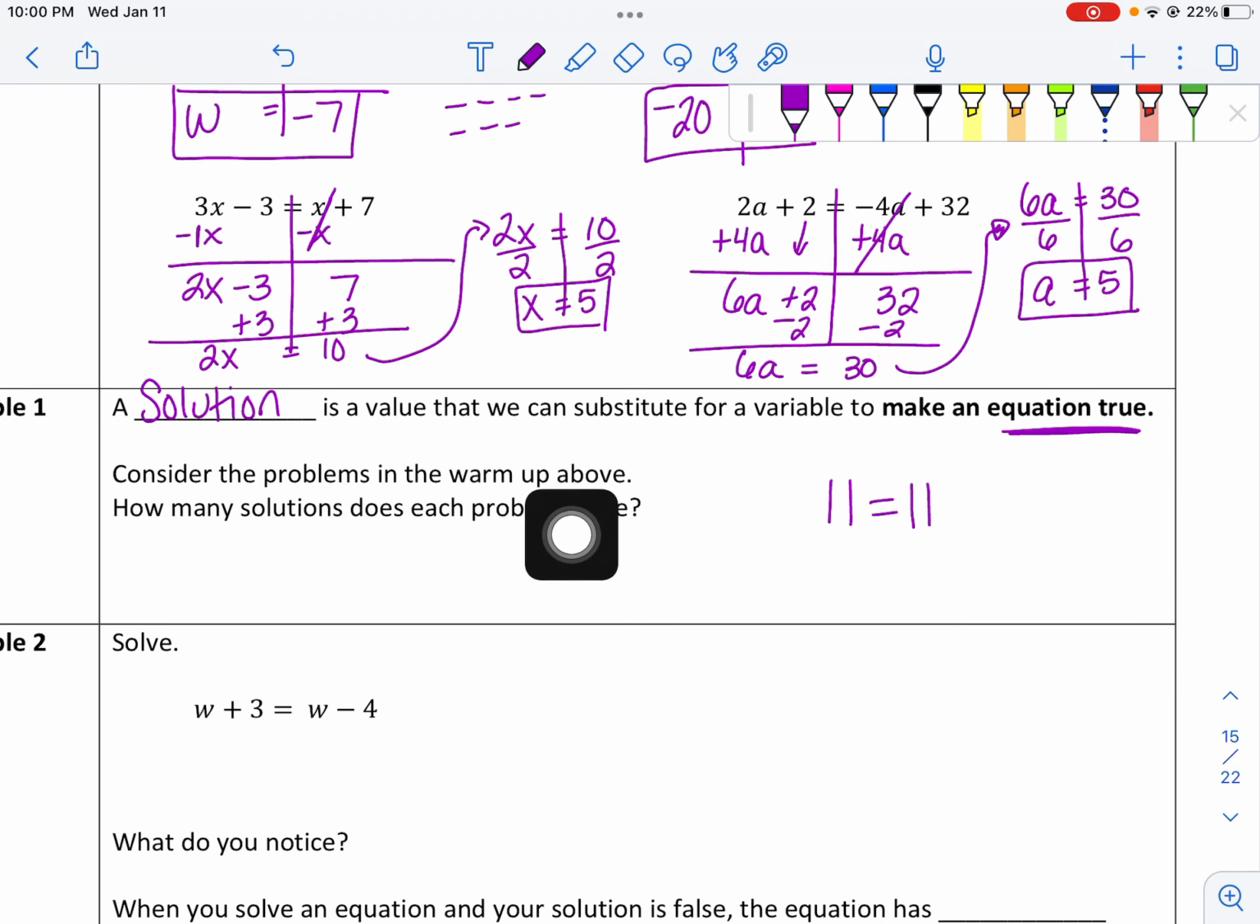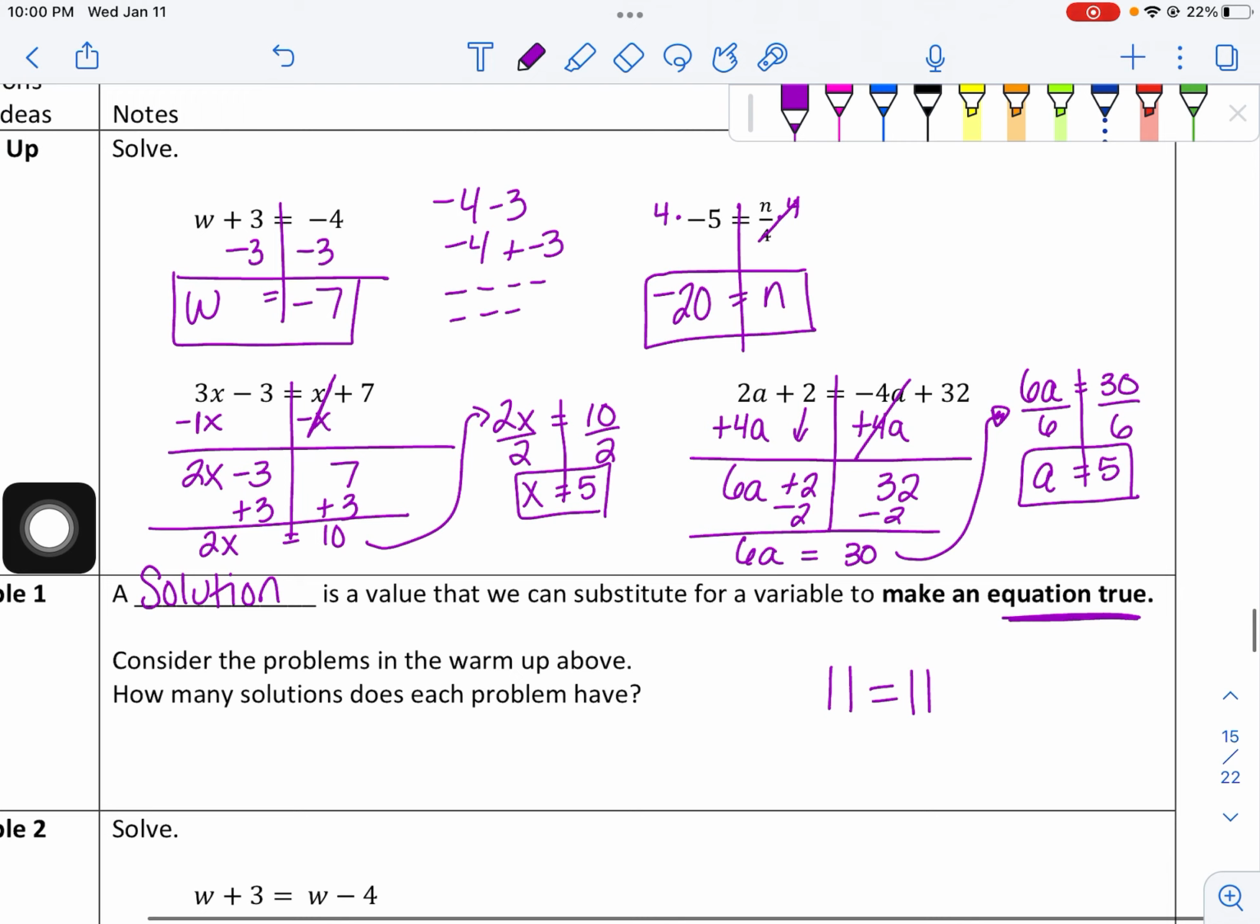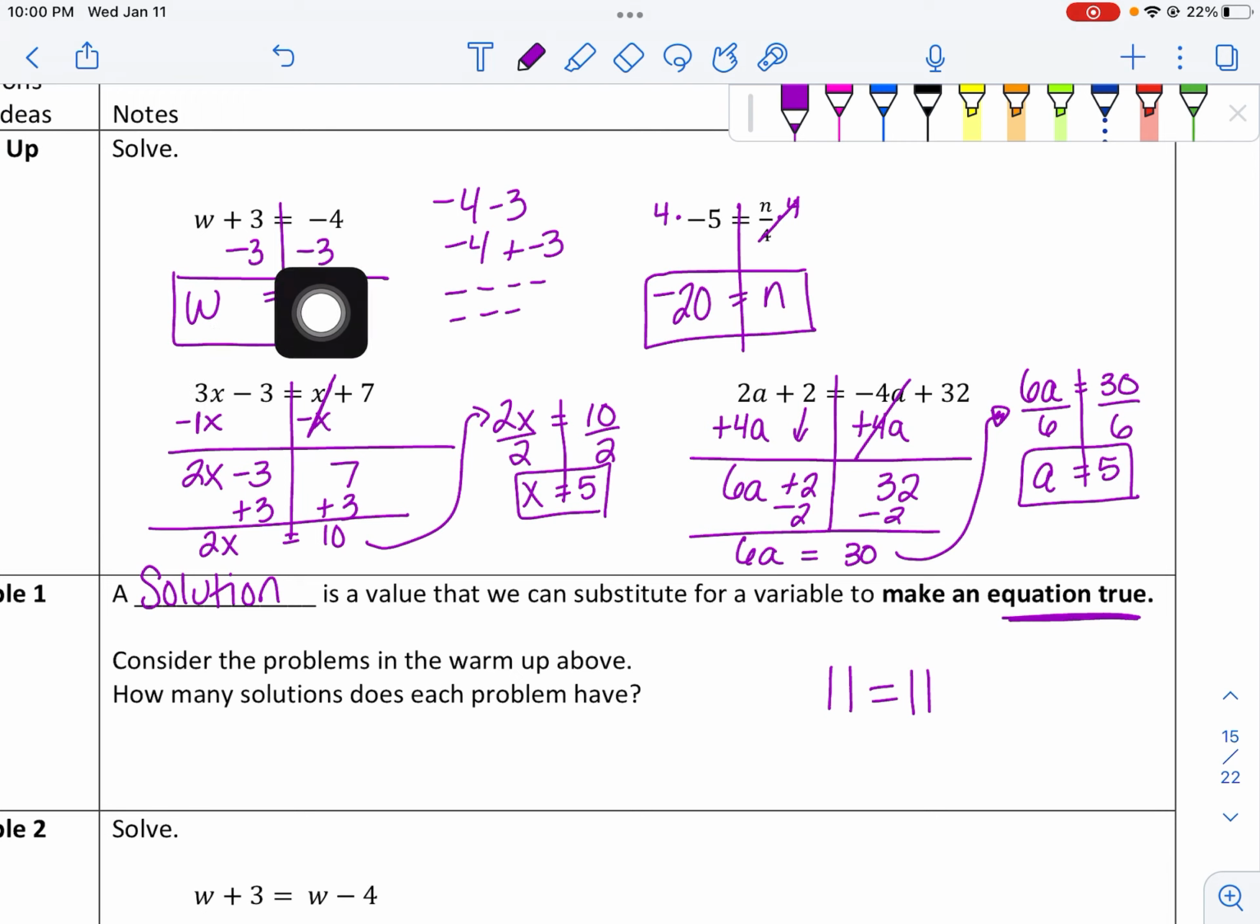So we're going to consider the warm-up problems, and how many solutions did we have in each one? We had one solution for each.